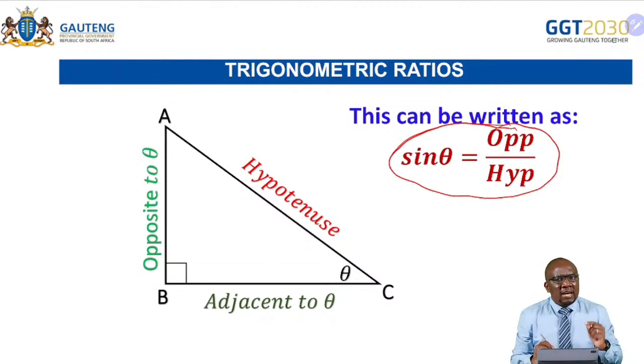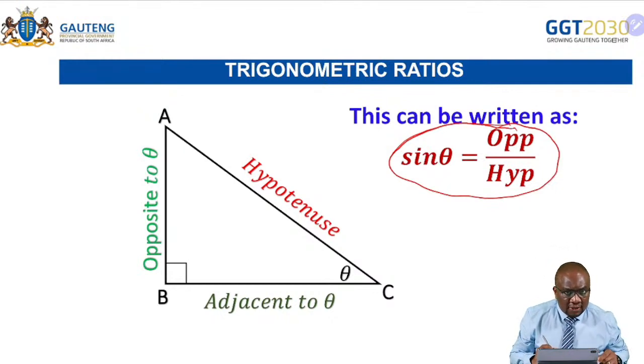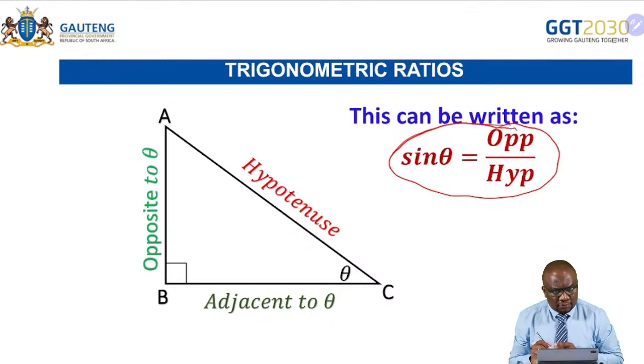We say sine theta. Now I don't want to see this mistake where people just write sine equals opposite over hypotenuse. Some people say sin equals opposite over hypotenuse. There's nothing like that. It must be complete. It is sine of angle theta, sine of angle A, sine of angle X. So it should be sine theta, not just sine or sin. There's nothing like that in mathematics.